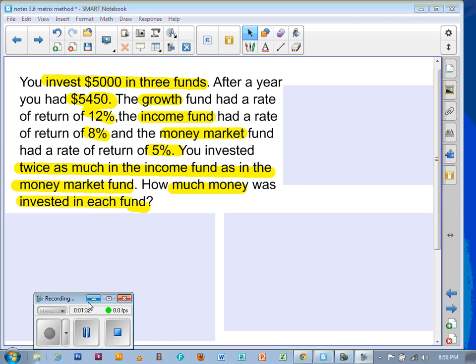You're also investing twice as much in the income fund as the money market fund. How much money was invested in each of the funds? And we are capable of finding this.